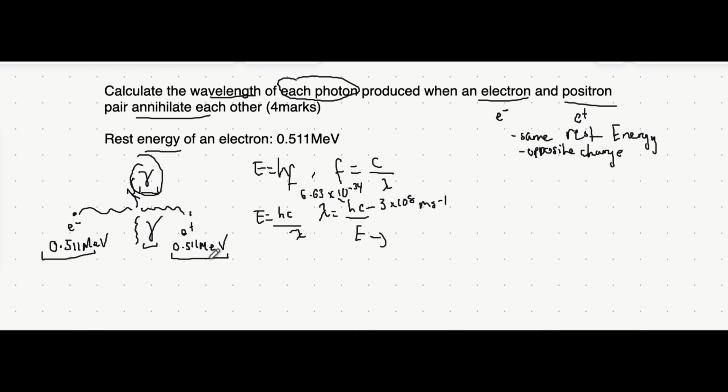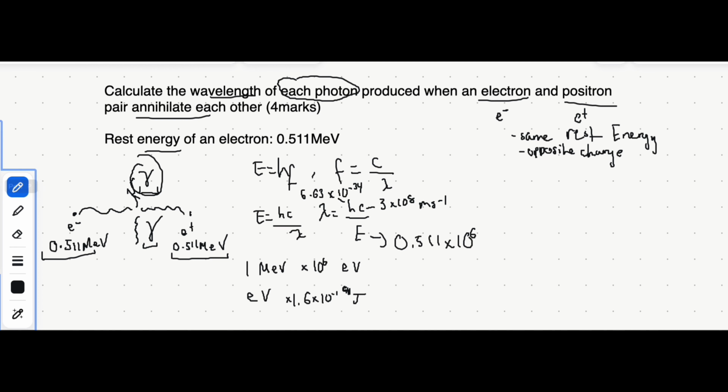But another thing to mention is energy has to always be used in joules in calculation. So to go from mega electron volts to joules, first you multiply by 10 to the power of 6 to go to electron volts, and then to go from electron volts to joules, you multiply by 1.6 times 10 to the minus 19. So we take our value 0.511, multiply by 10 to the 6 to turn it into electron volts, and then from there multiply by 1.6 times 10 to the minus 19.